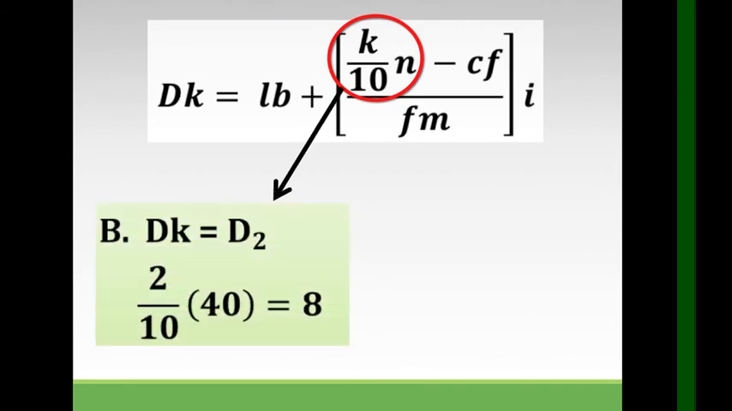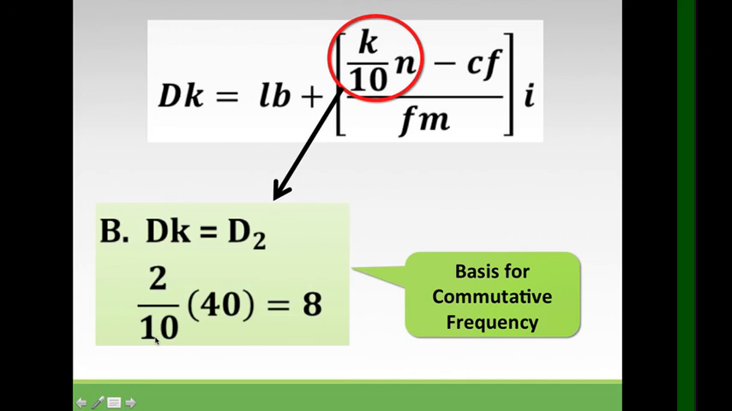So, for the Dk, which is D2, k is equal to 2, gaya ng sabi ko kanina, and yung n natin kanina is 40. So, we will just substitute those given to the formula, k over 10 times n. So, 40 times 2 is 80 divided by 10, that's 8. So this will be our basis for cumulative frequency, okay? To get the frequency mode.